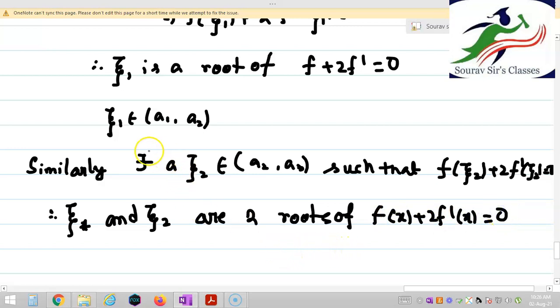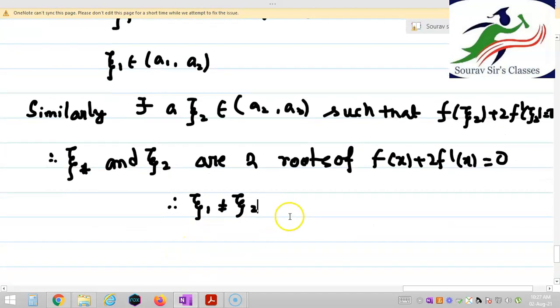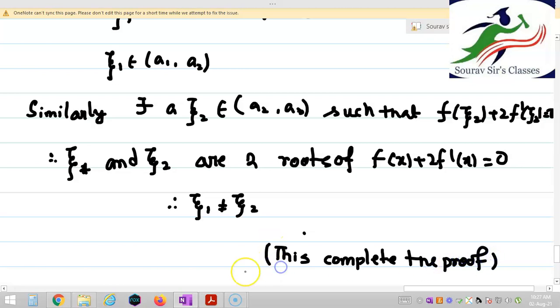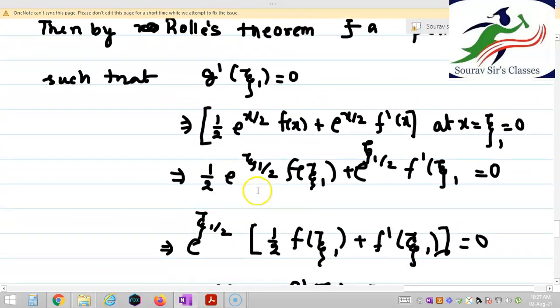Now observe that xi1 lies in open (a1, a2) and xi2 lies in open (a2, a3). We can conclude xi1 is not equal to xi2, right students? So from this I can say that we got two distinct roots of f(x) plus 2 f dash x, and this is what we need to prove, right? So this completes the proof. So we have solved this question, right students? So it was an easy question.